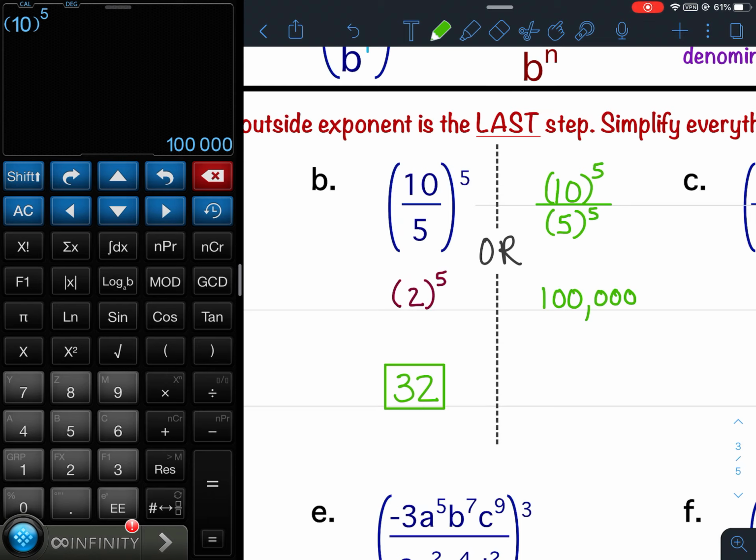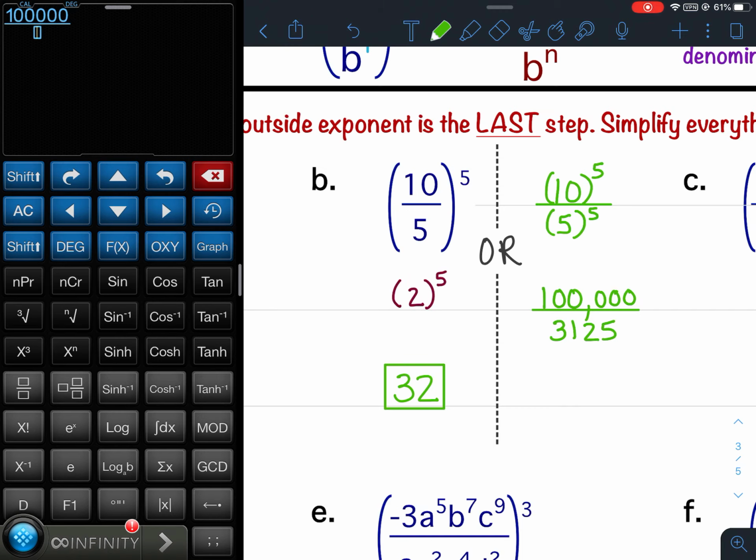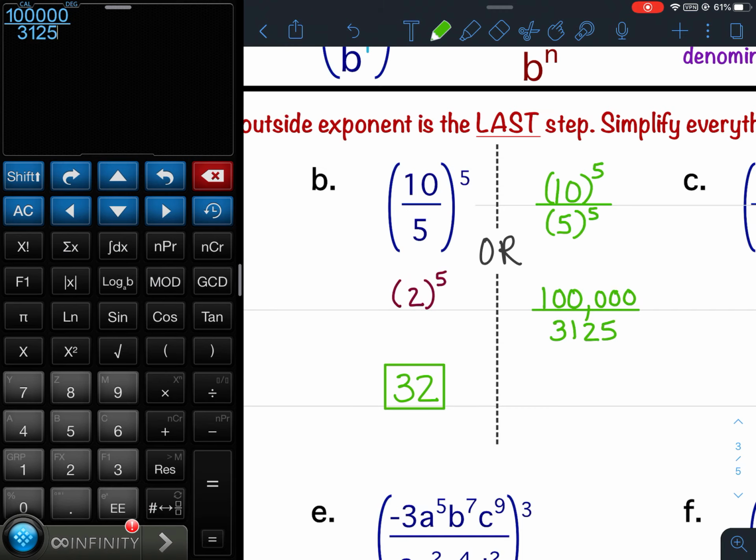And guys, I taught you, if you remember in the first lesson, when you take 10 and raise it to a power, whatever the power is, that's how many zeros there should be. Since the exponent was 5, I have 5 zeros. Okay. 5 to the 5th power is 3,125. So let's divide those out. You get 32.